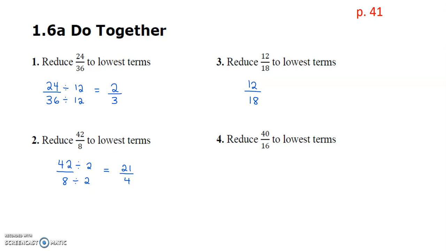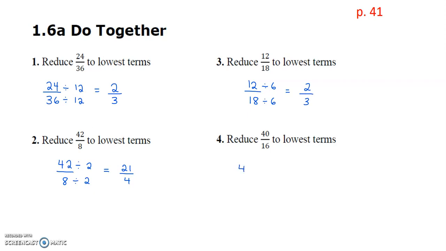So I'm thinking, what's my biggest number they're both divisible by? My biggest number is a 6. But again, if you started with a 2, that just means you have to keep going. 12 divided by 6 is 2, and 18 divided by 6 is 3.